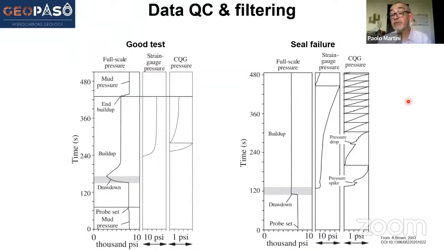On the right, instead, you see that at a certain point, it looks like it's going to stabilize, but then the pressure starts increasing again. And there are also some spikes, which basically tells you that the pressure is now going back towards the hydrostatic, and that's a seal failure.